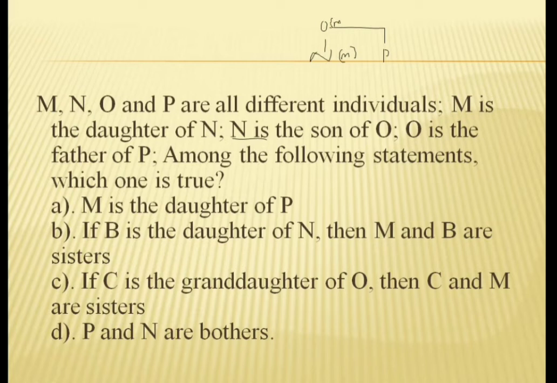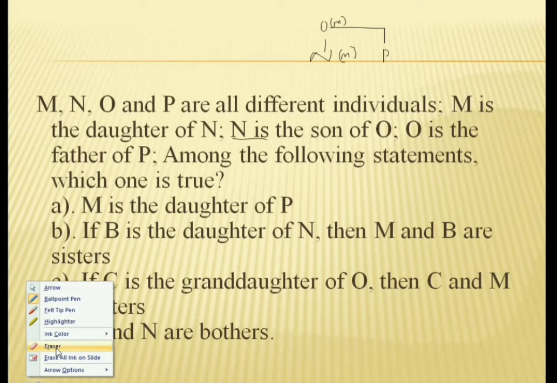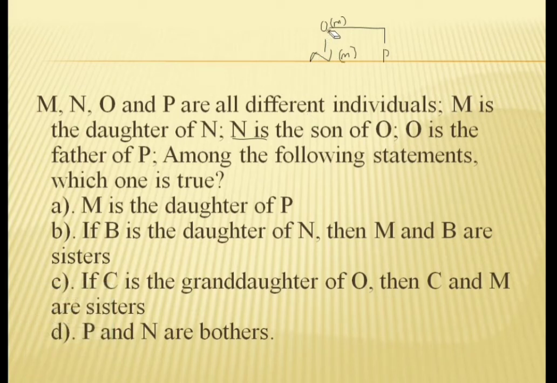First we'll do one thing. We can draw the family diagram based on the given instructions in the question. Sorry, I started from the second condition. Let me start from the first condition here, so I'm just erasing that. What is the first condition? M is the daughter of N.